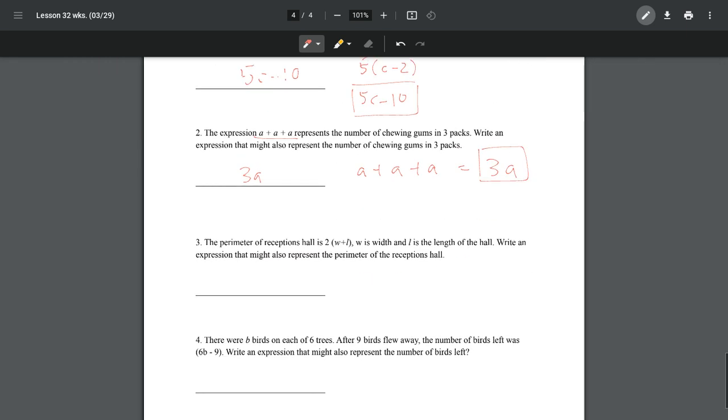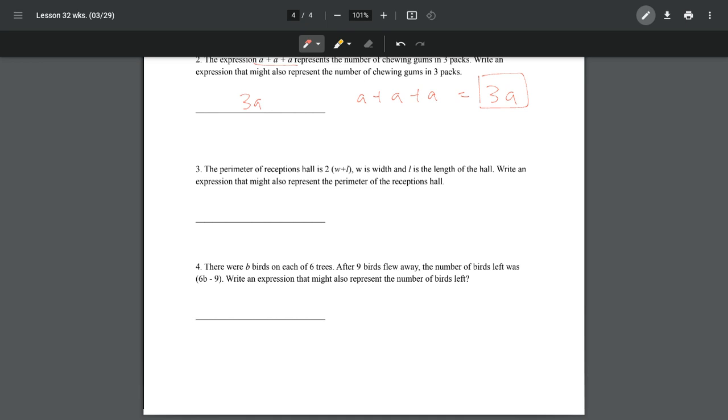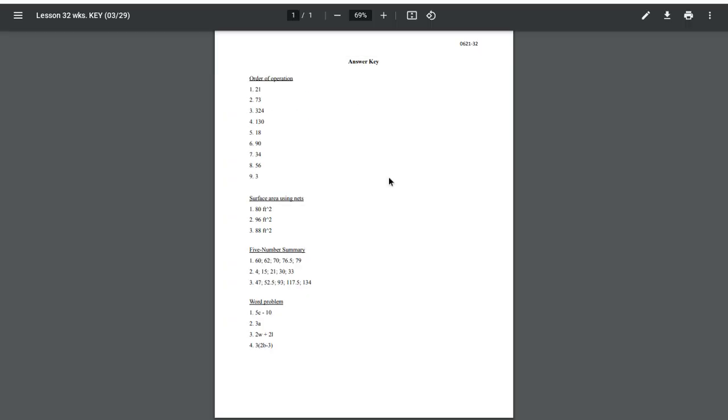Okay, so that's it. Go ahead and finish the worksheet, and here is your answer key.